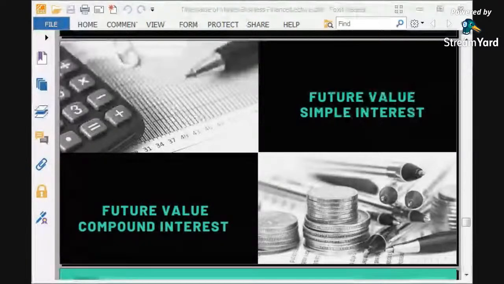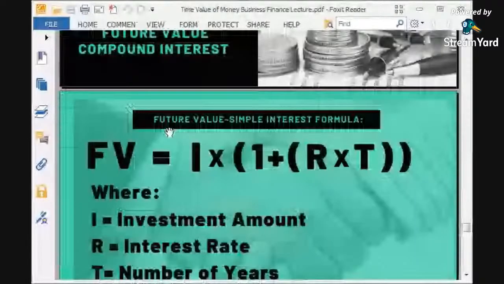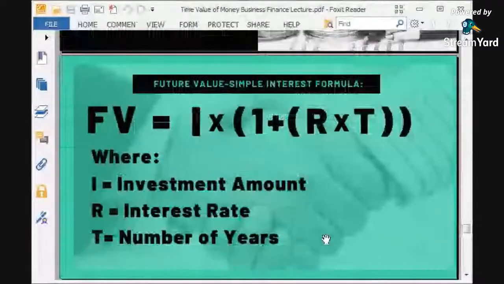It depends upon the investment bank or investment company or your arrangement. Whether the interest for your money is simple or compound interest. Okay, if an investment earns simple interest, then the future value formula is, for example, if your interest is simple interest, here is the formula that we use.